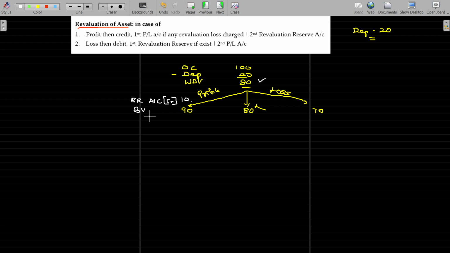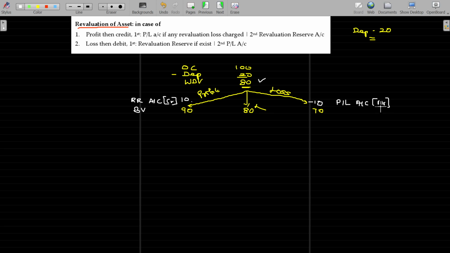Whenever there is a gain, that gain is adjusted in which account? Revaluation reserve account. 80 on verification in the market, it is only 70. We lose 10, so subtract 10 from the WDV value. That loss is debited in the profit and loss account, debit side.